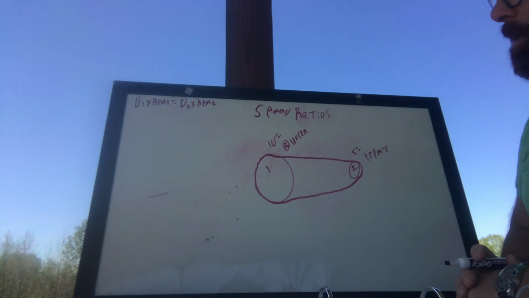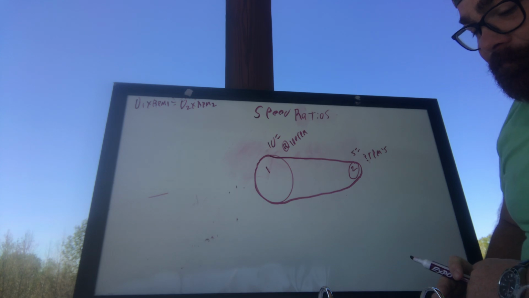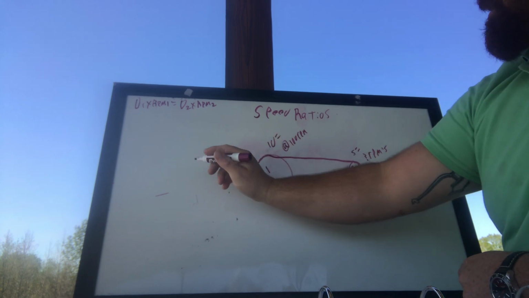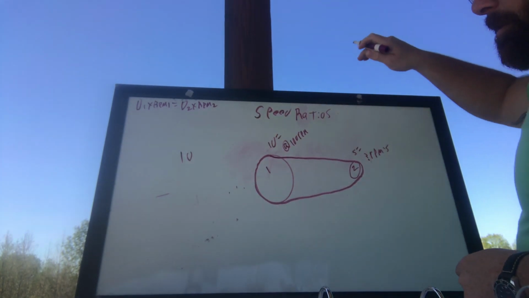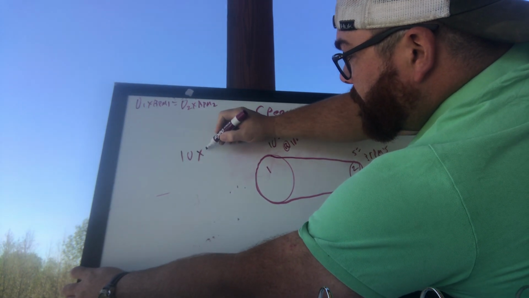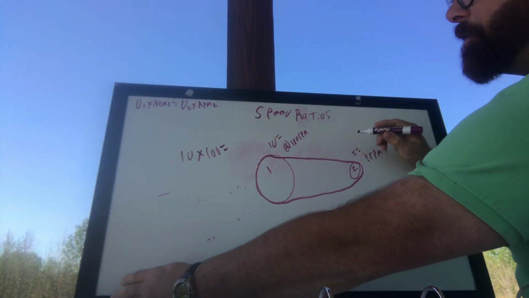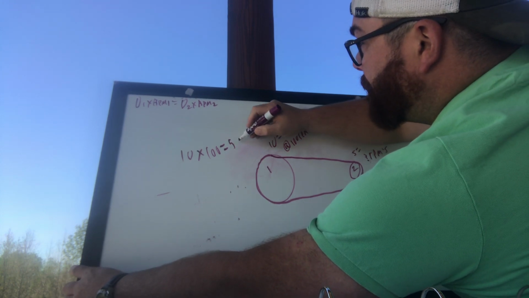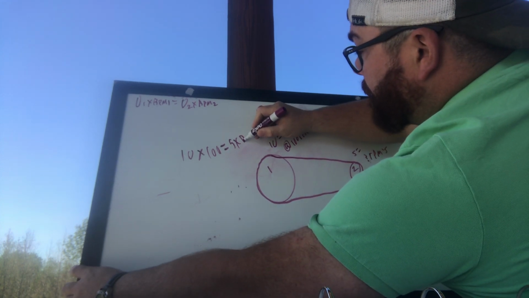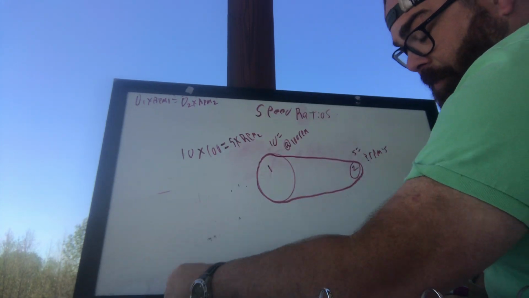So it's just pretty basic algebra here. Our equation, we'll call this side 1 and side 2. So we have D1, which is 10, times 100, which is our RPM, equals diameter 2, which in this case is 5, times RPM2, which we don't know what that is. It's our variable. So I'm going to say RPM2.